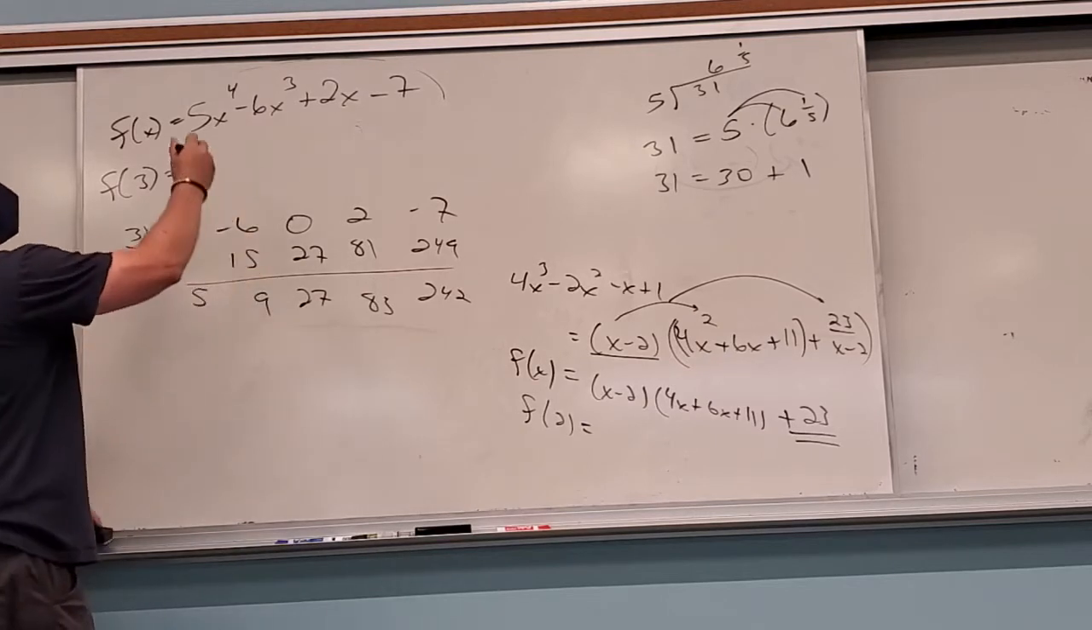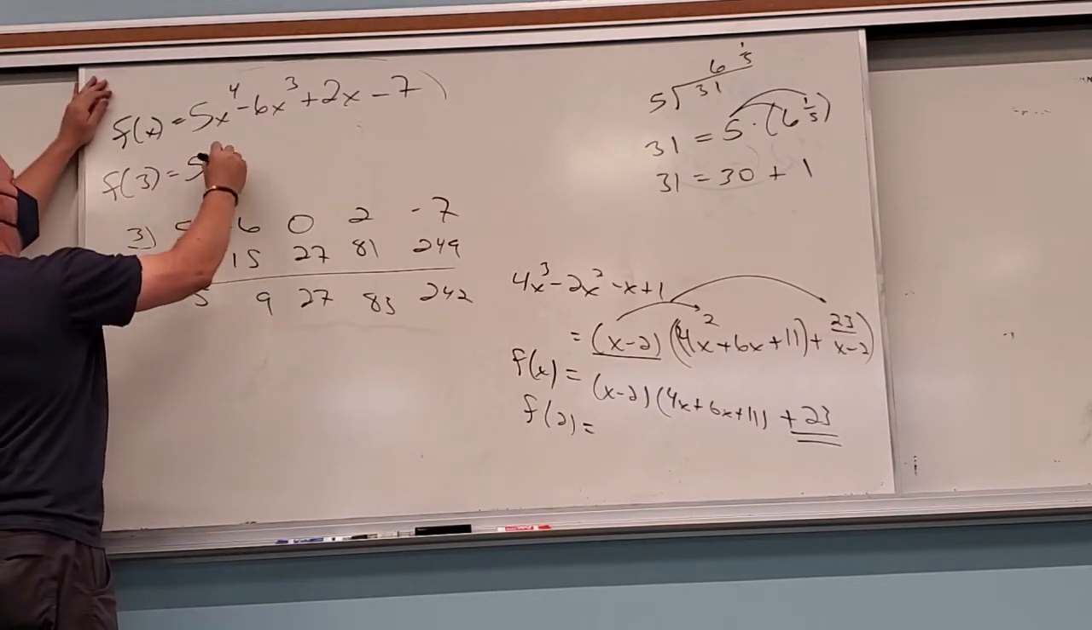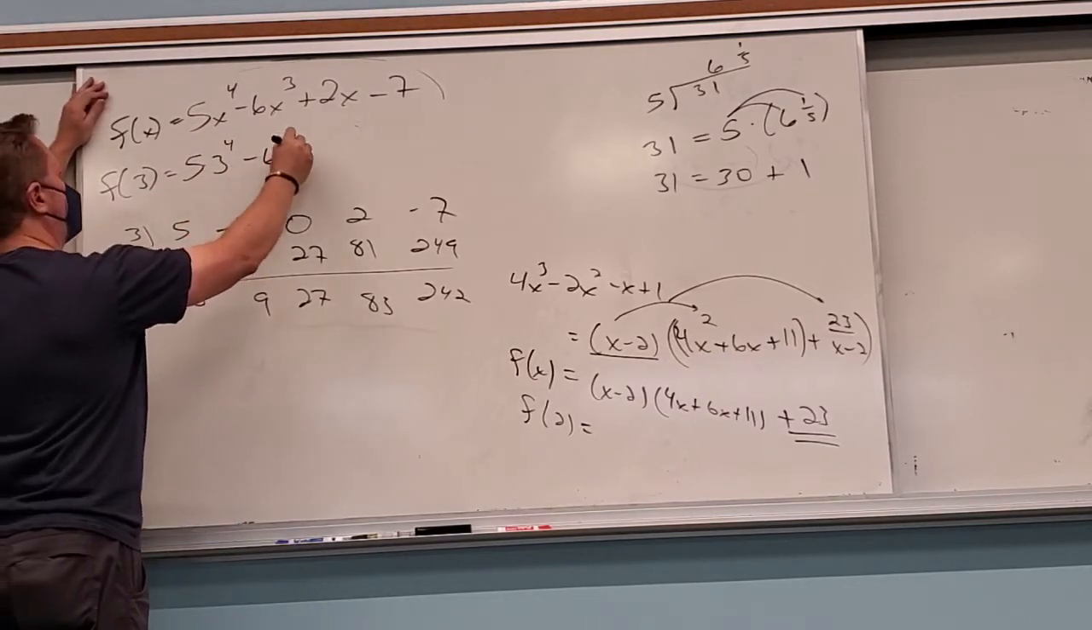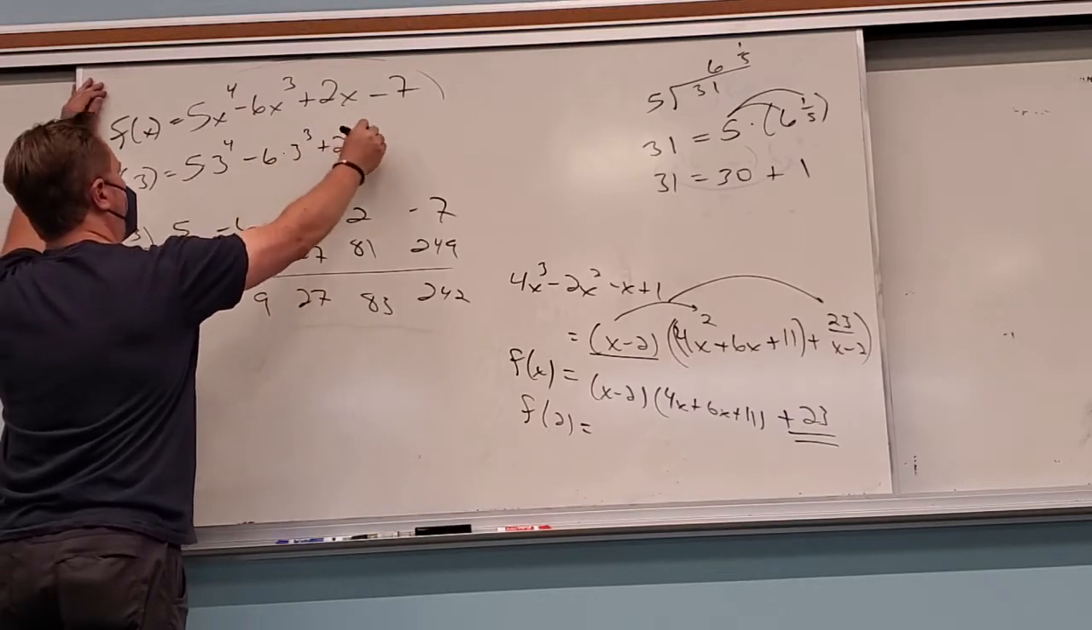Now real quick, can somebody just plug in the calculator this? 5 times 3 to the 4th minus 6 times 3 cubed plus 2 times 3 minus 7.